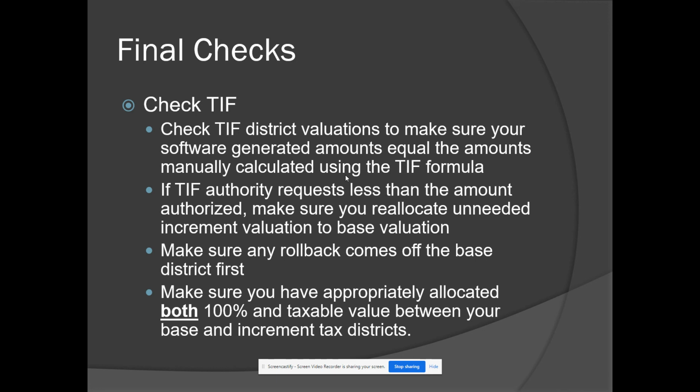So if they are, make sure that you reallocate any unneeded increment value to the base value when you submit your valuations, not after. And make sure any rollback is going to come off the base district first. As we saw when we talked about the calculation of TIF revenue, rollback is always going to come off of the base district until the base district is essentially zero and there's nowhere else for it to come off of other than increment. And also make sure that you've appropriately allocated both the 100% and the taxable value between your base and increment taxing districts by class.